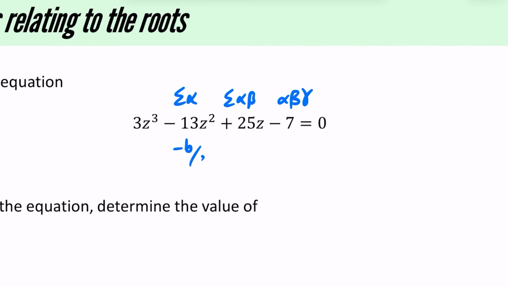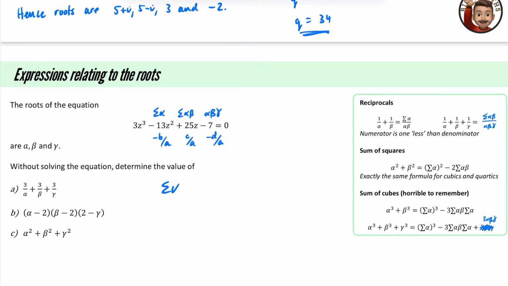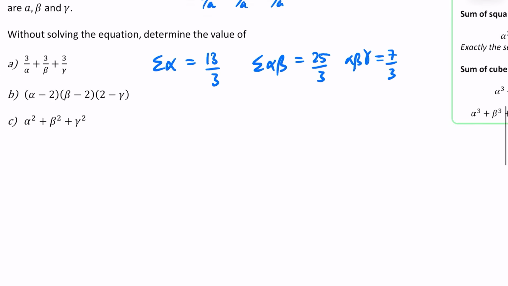I remind myself this is minus b over a, c over a, minus d over a, so that I can very clearly say that the sum of the roots is minus 13 over 3, in other words, 13 over 3. The sum of the pairs is just 25 over 3, and all 3 of those roots is going to be minus 7 over 3, which is just 7 over 3 for this, okay? Let's just put these over here so I've got a bit more space. Okay, part A of this.